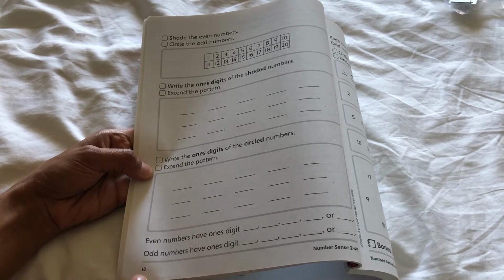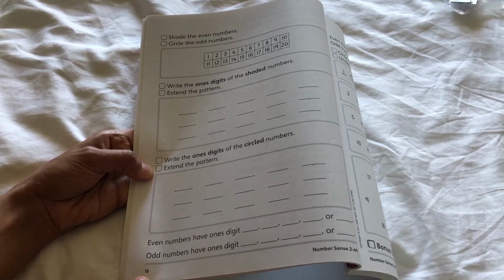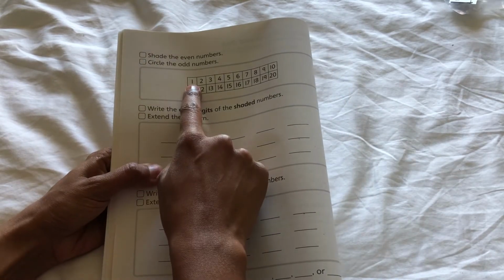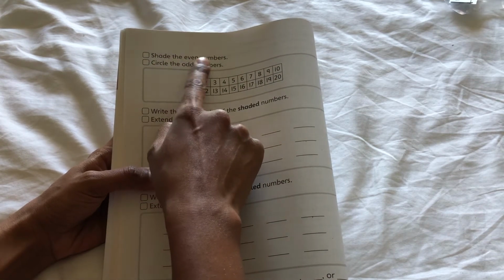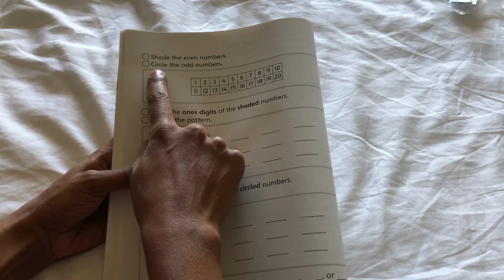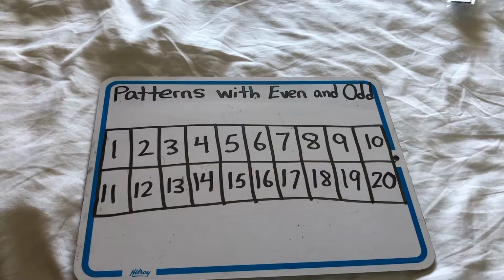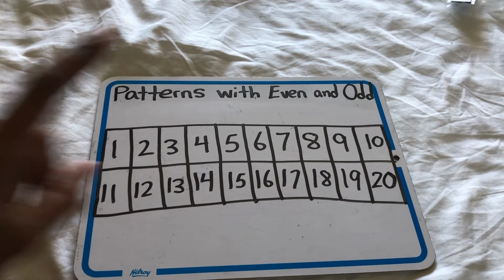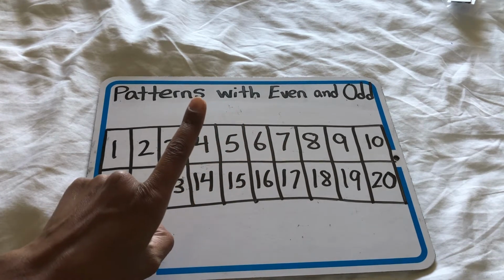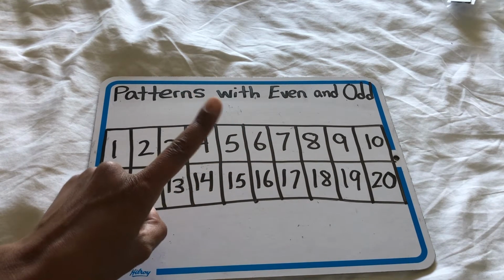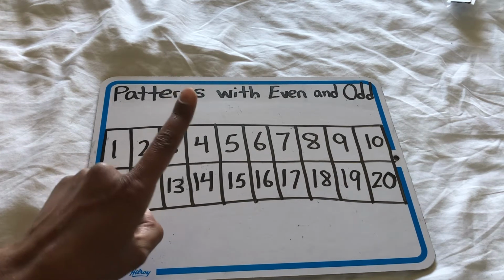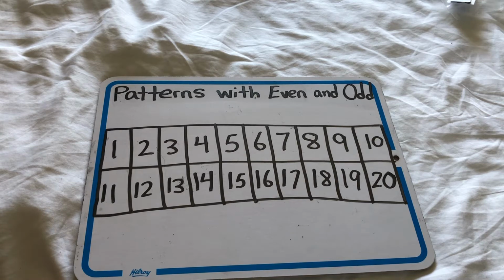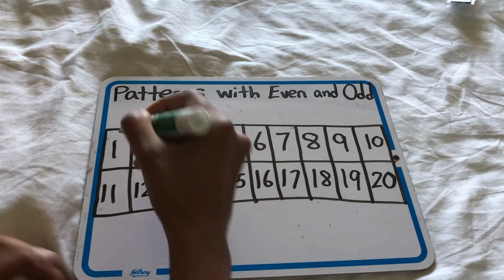Let's look at page 18 in our Jump Math 2.2 books. Up here, they've written the numbers from 1 to 20. They would like us to shade the even numbers and circle the odd numbers. Let's look at the number 1. Is 1 odd or even? Well, it's only 1, right? There's no other finger that I can pair it with. So 1 is going to be odd. Odd numbers we have to circle.